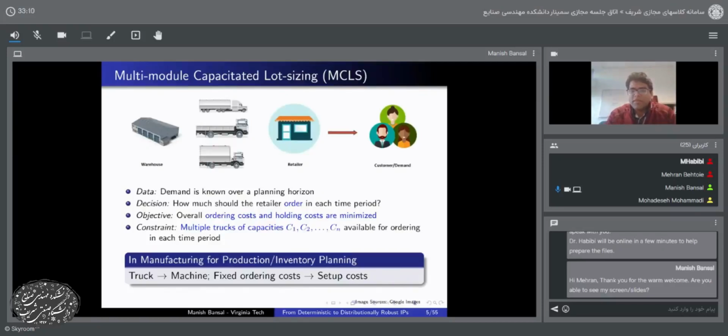So the setup is all the same, except that now the retailer has more choices. So there are, let's say, n different trucks of different capacities, C1, C2, and so on to Cn. And the retailer can use any subset of these trucks to order the material in that particular time period. Same thing with the setup of the machines. So you have machines of different capacities, and you have to select a subset of those machines that are to be procured or used for that time period. But there is a fixed cost corresponding to each of them.